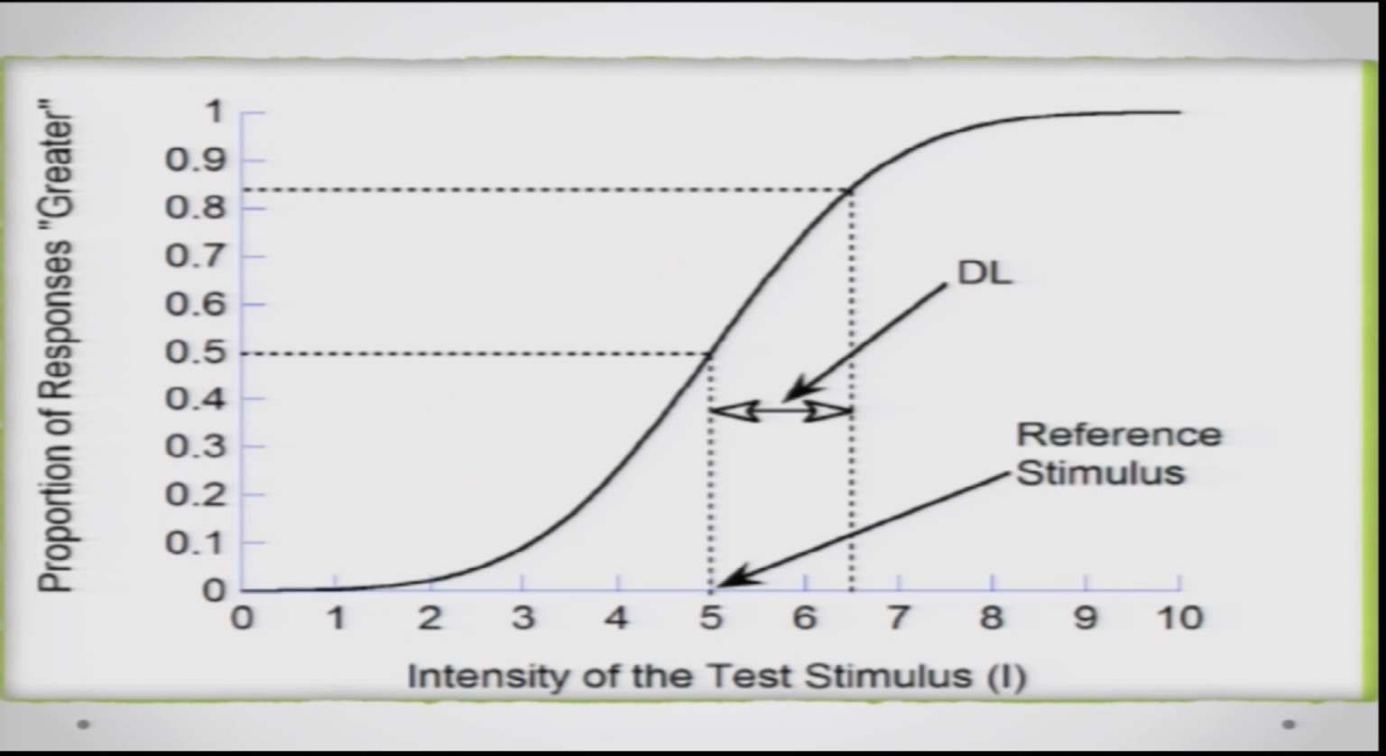Here you can see there is a reference stimulus and then there is a difference stimulus, and the difference has to be at least about 35% by this figure here, which is basically 35% of the times when the participant can say that this is greater or heavier, let us say, that is where your difference threshold lies. The difference is plotted horizontally by these arrows, the DL symbol.